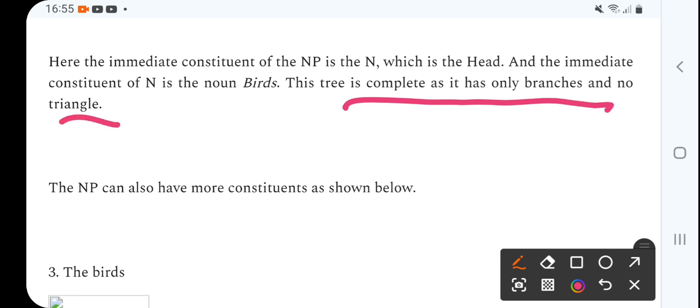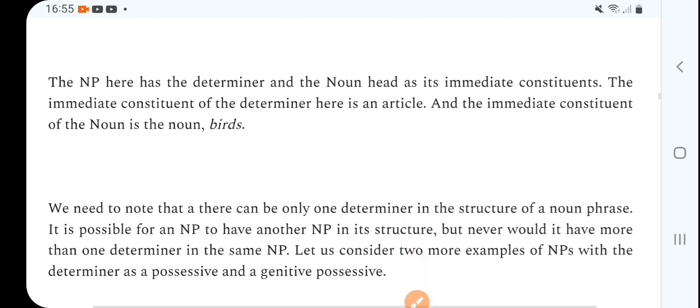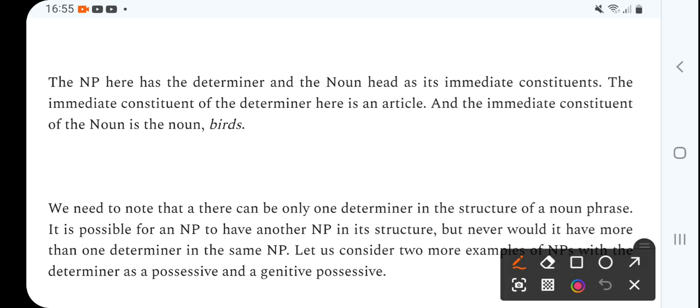The noun phrase can also have more constituents as shown below. Here the noun phrase has the determiner, and the noun head has its immediate constituents, right? So in the noun phrase, here the determiner and the noun. The immediate constituent of the determiner here is an article, and the immediate constituent of the noun is the noun bird, right? So that's a determiner and noun in the sentence birds fly.